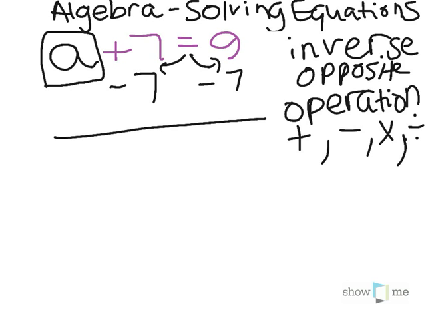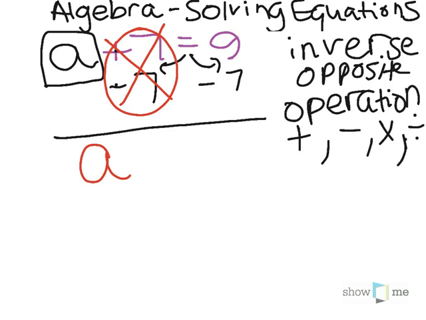So what I have now is a plus 7 and a minus 7. If I have $7 and I spend them all, my wallet now has no money. So I'm only left with my a. I need to bring down my equal sign. 9 minus 7. Remember, we had to do it to both sides of the equal sign. So 9 minus 7 is 2.